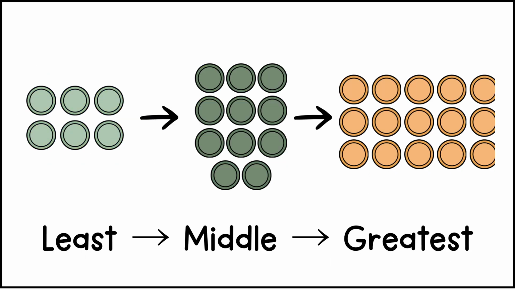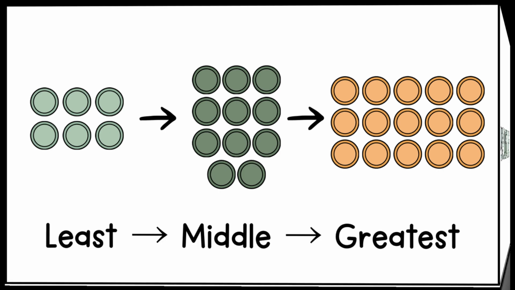Once students identify these 2 quantities, they can determine where the remaining group belongs. The order becomes 6, 11, 15. This gives number order meaning because students can see the amounts represented by the numbers.